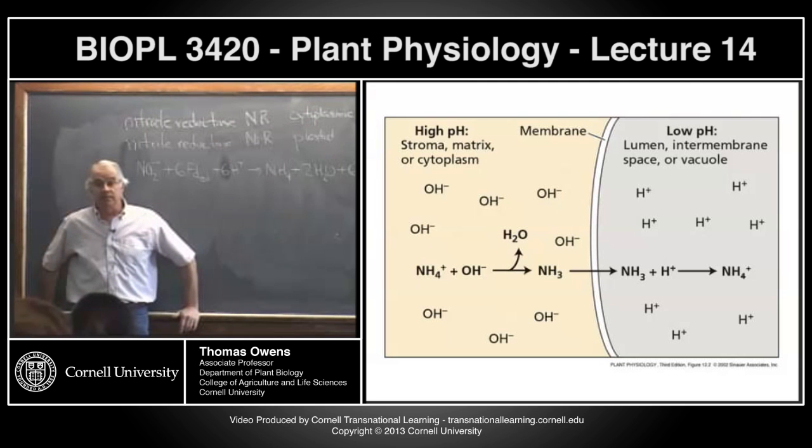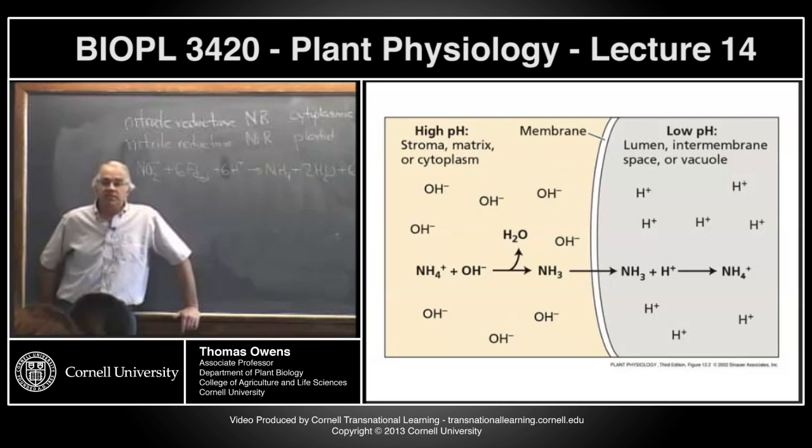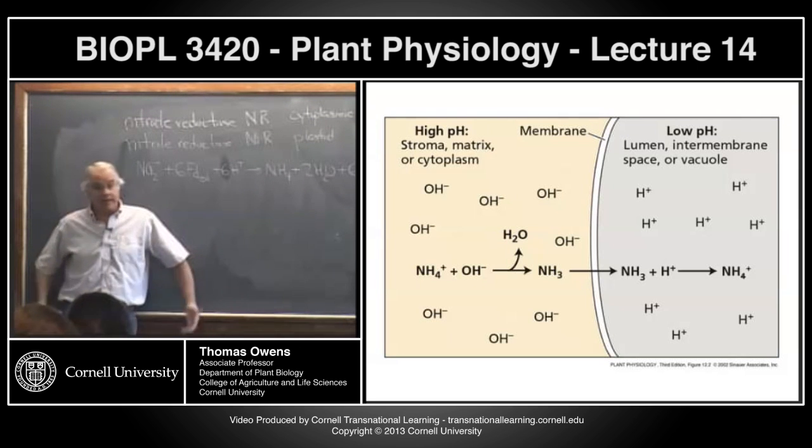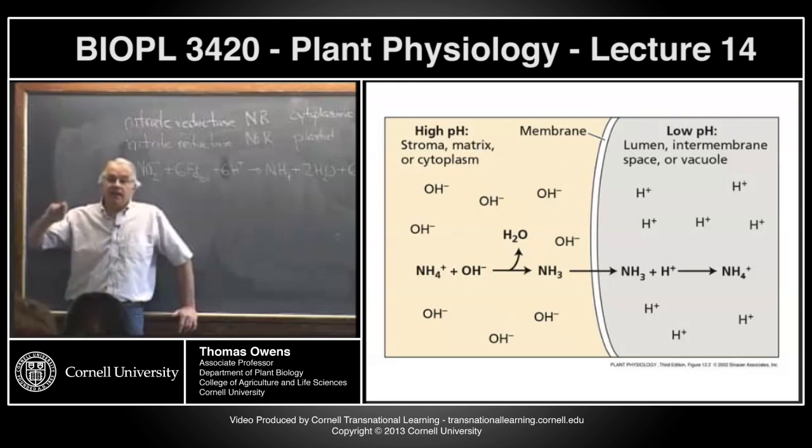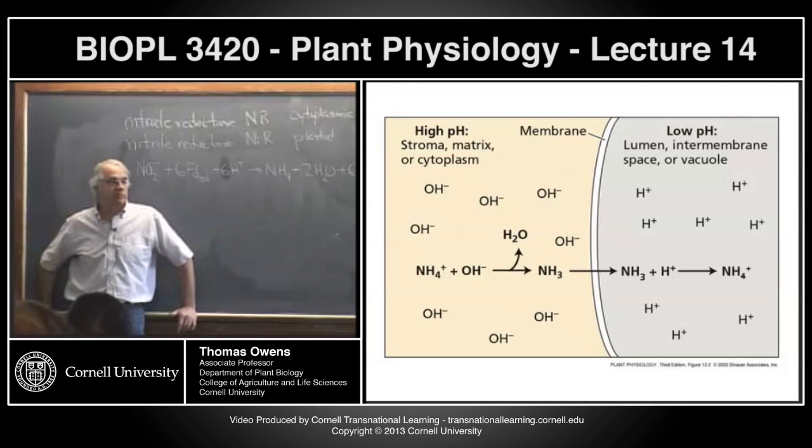So an interesting experiment you can do, it's easier to do with algae than it is to do with higher plants. Take a culture of algae that's nitrogen starved. Measure the photosynthesis rate that's going on, for example, CO2 fixation. And then add nitrate to the culture. When you add the nitrate to the culture, the rate of CO2 fixation drops quickly.